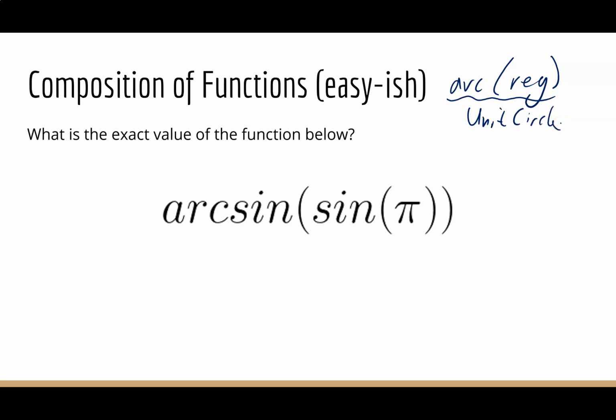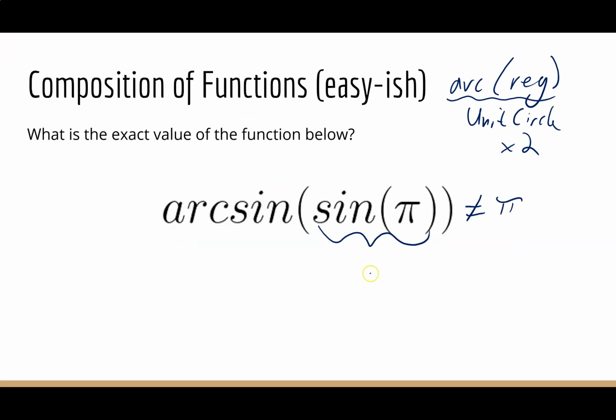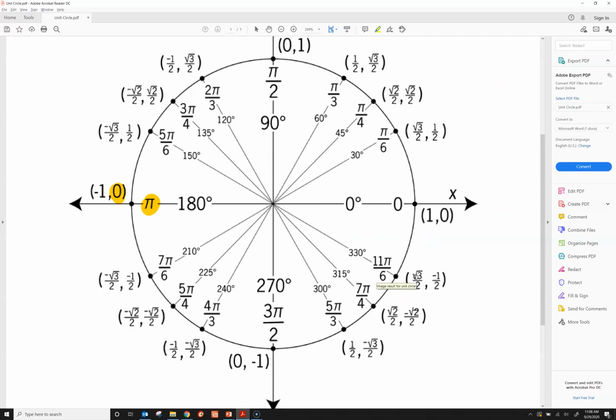Now, we have to look at the unit circle twice to do this. Arc sine and sine don't necessarily cancel each other out. So you cannot just say, hey, it's the inside. Sometimes you can, sometimes you can't. Let me show you why you can't. First, we are going to figure out what sine of pi is. I'm going to go to my unit circle and find pi, and sine is 0. So that inside becomes 0. Now I have arc sine of 0. And so what I'm going to do is look here and figure out where else I have a y value of 0.